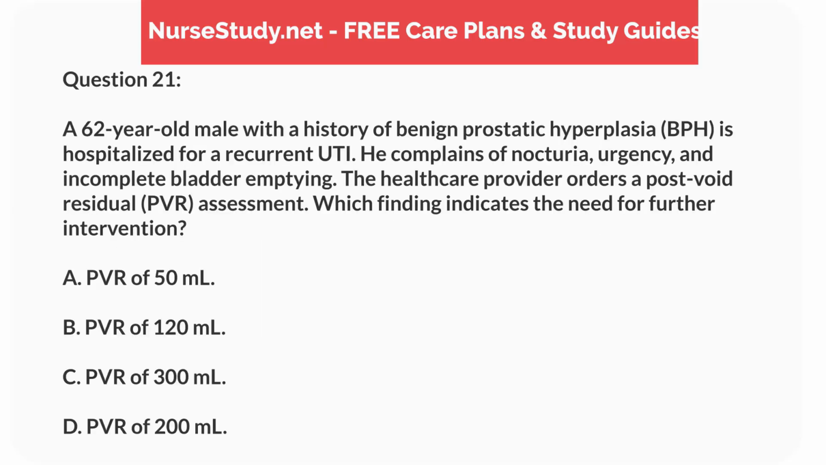A 62-year-old male with a history of benign prostatic hyperplasia, BPH, is hospitalized for a recurrent UTI. He complains of nocturia, urgency, and incomplete bladder emptying. The healthcare provider orders a post-void residual (PVR) assessment. Which finding indicates the need for further intervention? A. PVR of 50 milliliters. B. PVR of 120 milliliters. C. PVR of 300 milliliters. D. PVR of 200 milliliters.